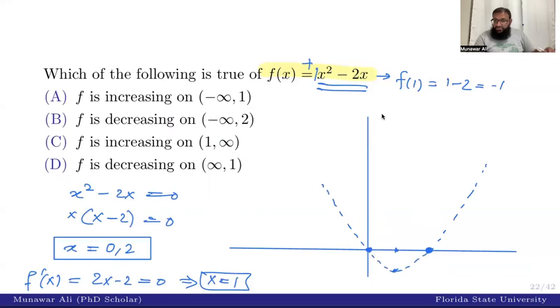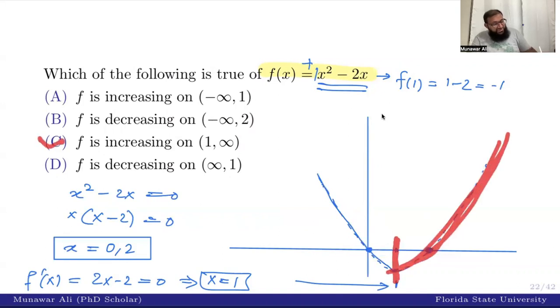Look at all the options now. Option A: F is increasing on negative infinity to 1. So from negative infinity till 1, is it increasing? No, you can see the function is decreasing. So option A is incorrect. B: decreasing on negative infinity to 2. No, it is decreasing, but till 1, not till 2. So that is also a wrong option. Those two are wrong. F is increasing on 1 to infinity. You can see from 1 to positive infinity, the function is increasing. So C is the correct option.